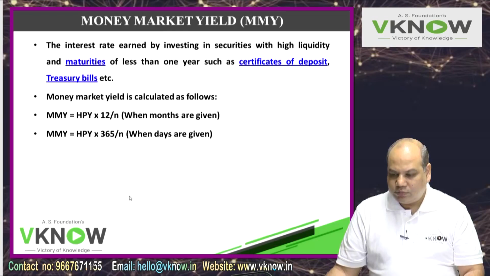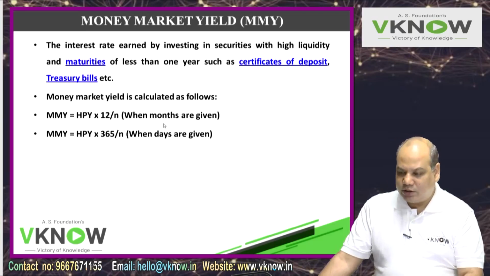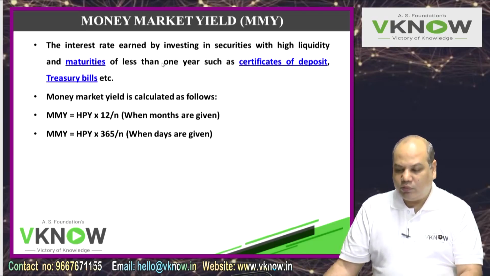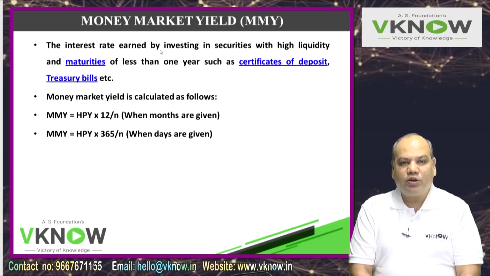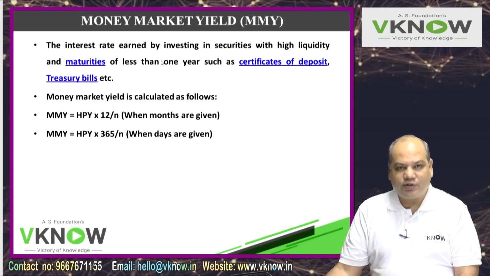Now next is money market yield, MMY. The second type of yield that we will calculate is money market yield. First I will tell you what you mean by money market instrument. Money market instruments usually have a maturity period of less than 12 months. So they are short term instruments. The maturity period sometimes can be 3 months or 6 months.